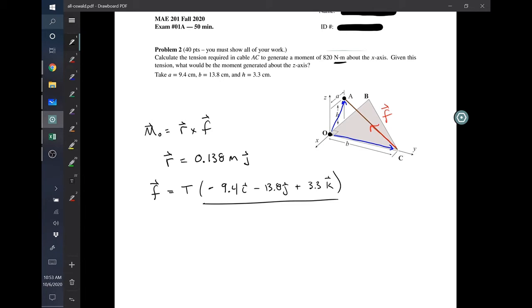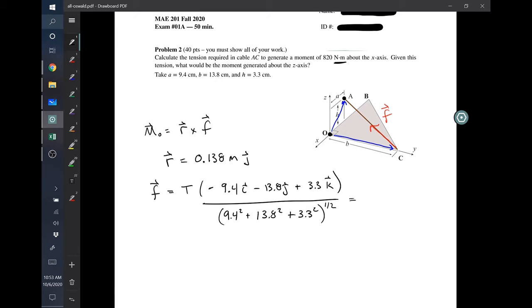So I might as well stick to something that's a little easier to write. And so here I'm going to have 9.4 squared plus 13.8 squared plus 3.3 squared, and all of that to the 1/2 power. So now we'll pull out the calculator and evaluate this. So 9.4 squared and 13.8 squared and 3.3 squared, add those up, I get 289.69. Take the square root of that, I get 17.02.